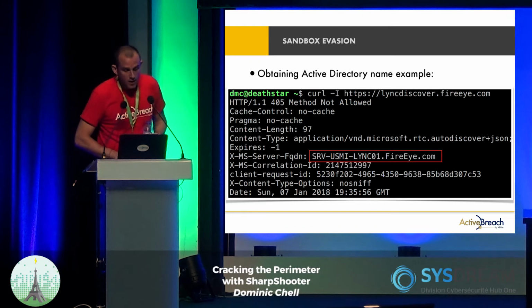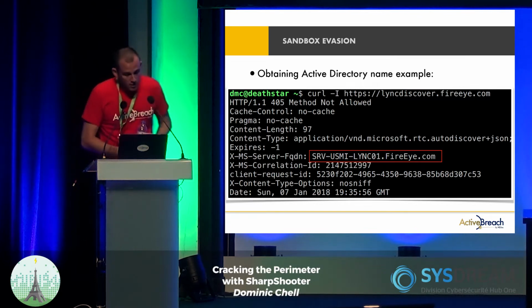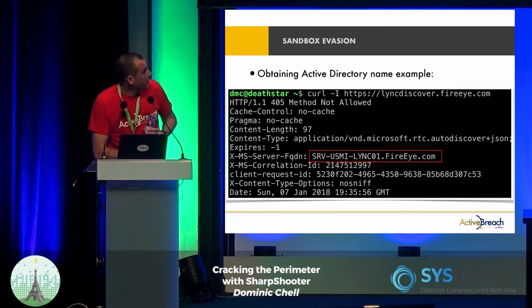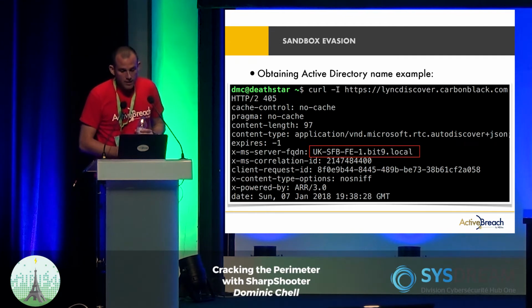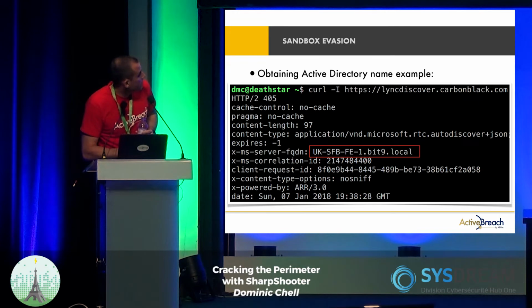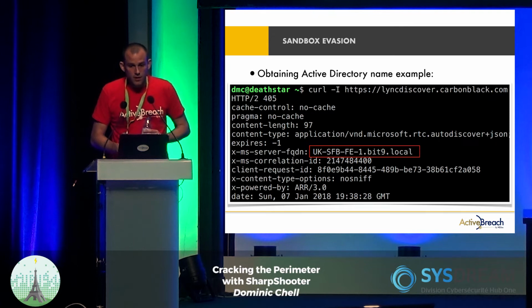We've got an example here where you can see we're querying FireEye's Skype for Business server, and it's disclosing the FQDN of the Skype server. Many companies will actually use that as the internal AD name. So here we could speculate that FireEye's internal AD name is fireeye.com. If we did the same thing with Carbon Black, we could see that it's disclosing this bit9.local domain. So we could again speculate that Carbon Black's internal Active Directory name might be bit9.local. When we've got this information, we can plug it into SharpShooter and key our payload to only run on these domains.